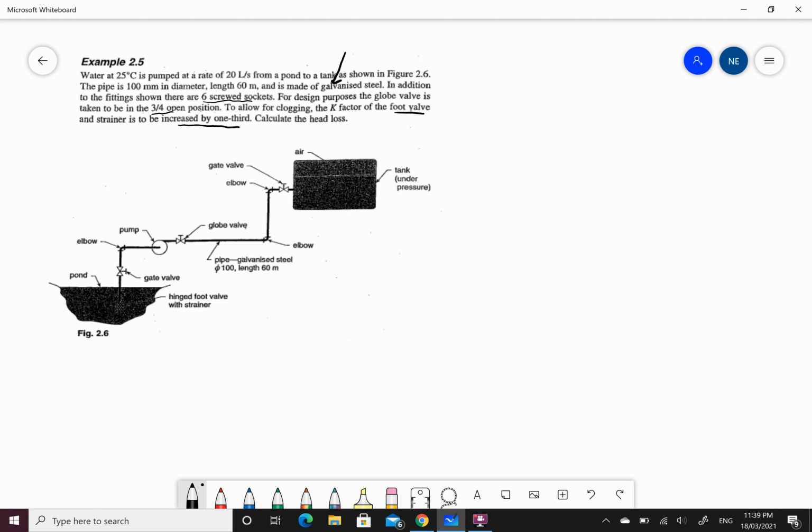Alright. So what do we know? Well, I know Q is 20 litres per second. Alright, I have a diameter of my pipe. It's 100 millimeters. I have a length L is 60 meters. And everything else comes into account later. So let's start off and let's work out the velocity.